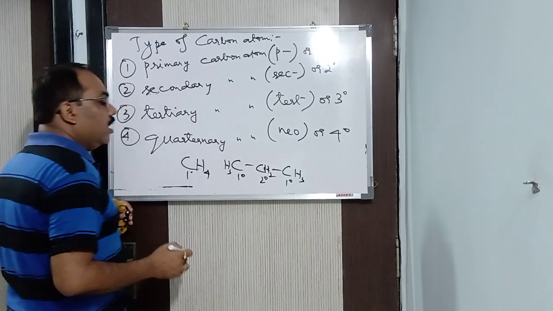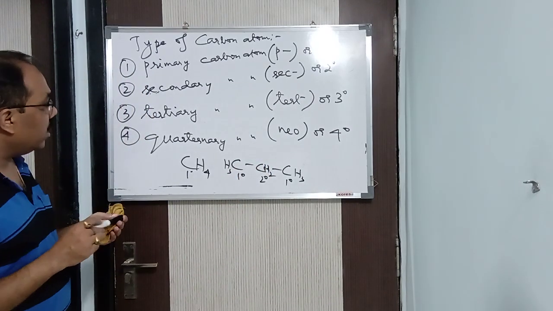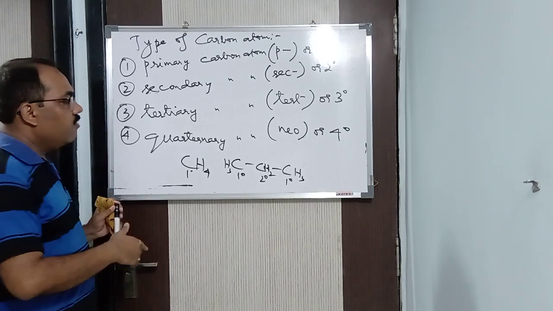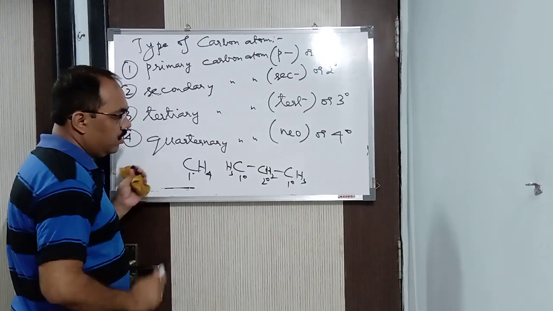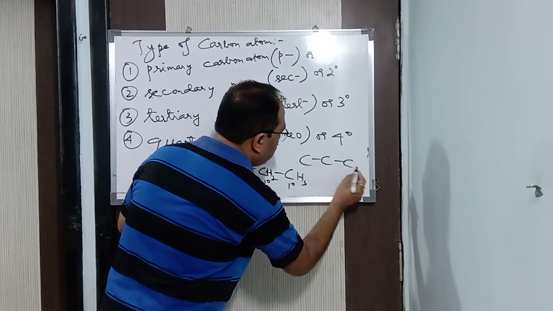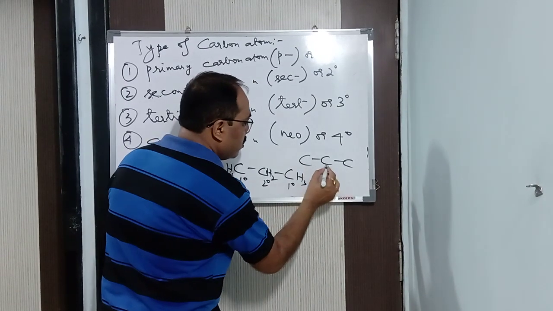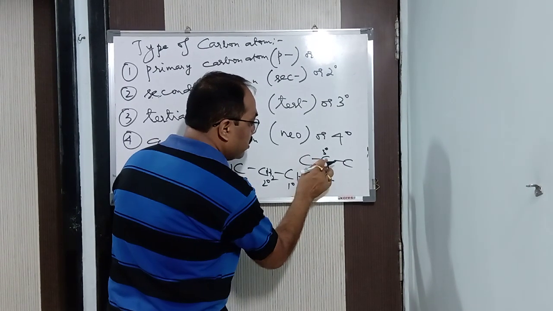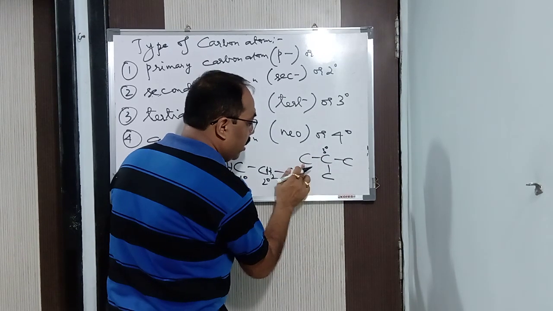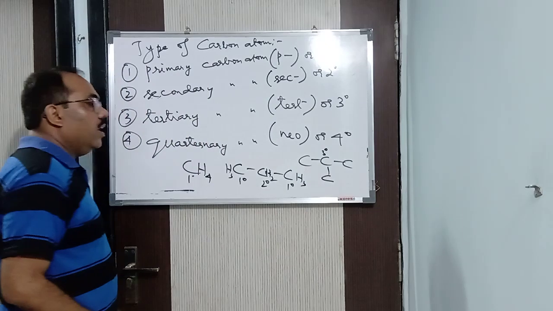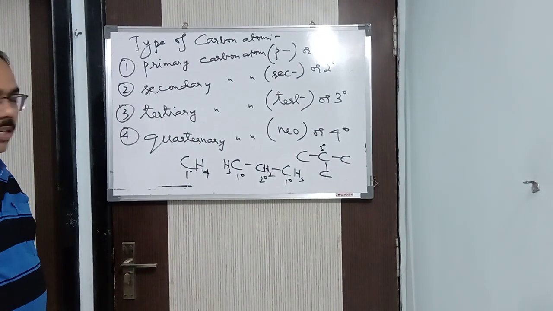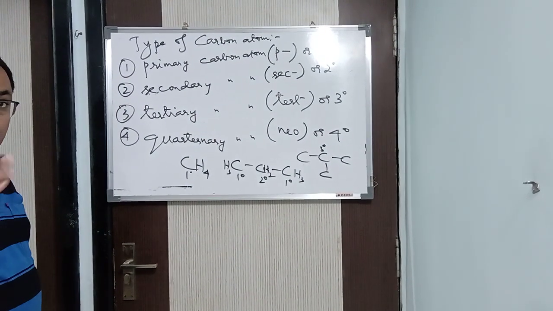Are you following? Now next is tertiary. Tertiary carbon atom means what? When one carbon is attached to three other carbon atoms. See here, three others. This is third degree. It is attached to three other carbon atoms and these three are 1 degree, 1 degree, 1 degree. Got it? So in this way, this is your tertiary carbon atom.